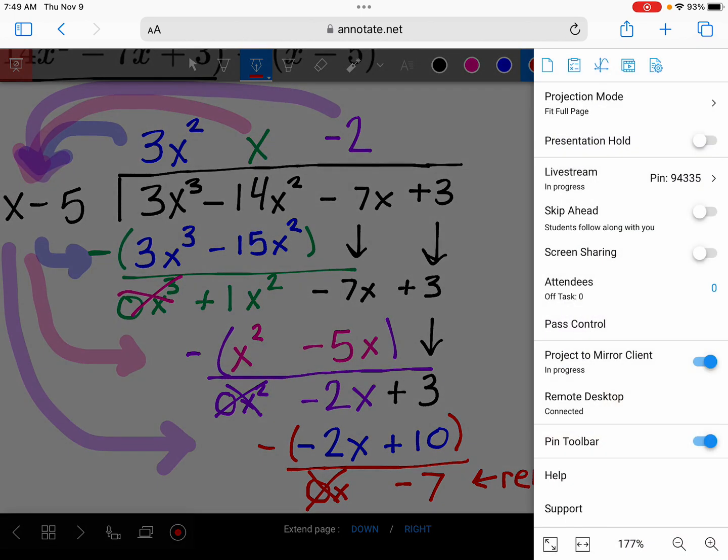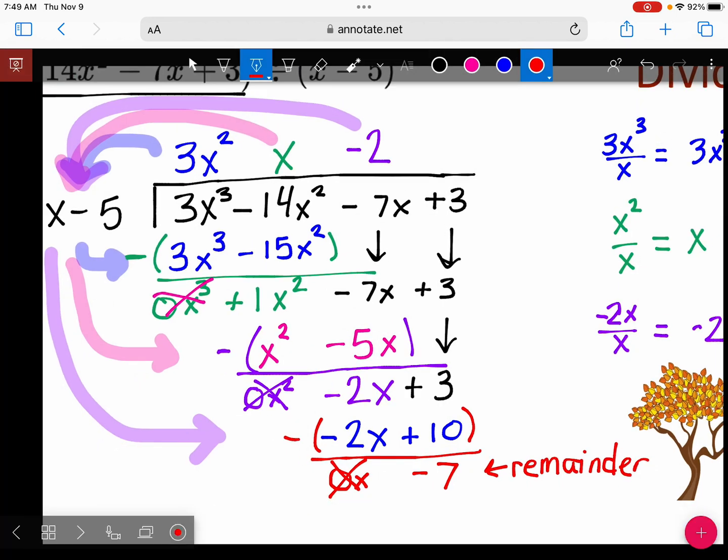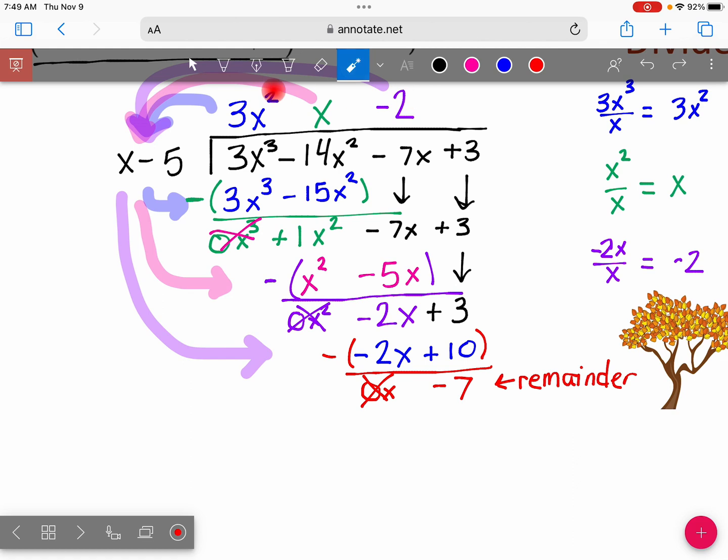So I'm going to give us a little bit more space. So when we write out our whole answer, we take our answer that's on top, 3x squared plus x minus 2. That was our guy on top. And just like we did in the bell work one where we had our remainder, we're going to take our minus 7 over what we divided by, x minus 5.